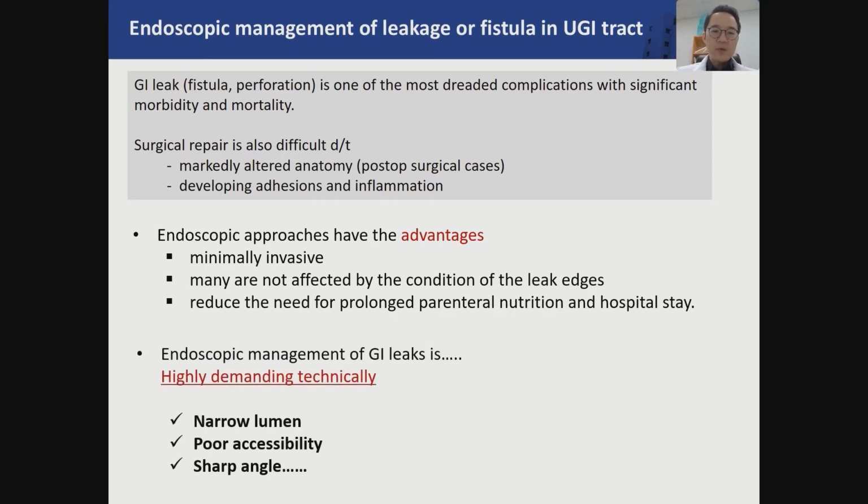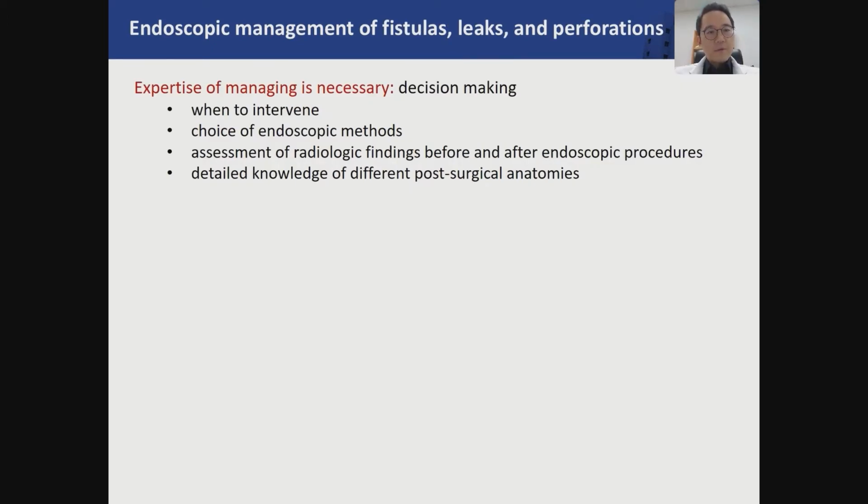But endoscopic management of GI leak is usually technically highly demanding because of the very narrow room in management with endoscopy and very poor accessibility, because of a sharp angle and narrow space. So expertise in management is necessary when you're making a decision: when to intervene, choice of endoscopy method, and assessment of radiologic findings before and after endoscopy procedures. And we have to have detailed knowledge of the different post-surgical anatomies.